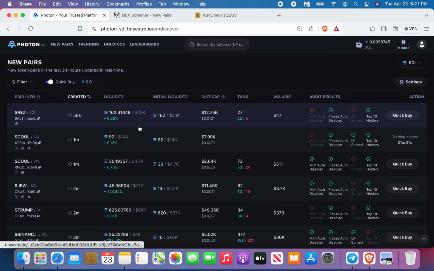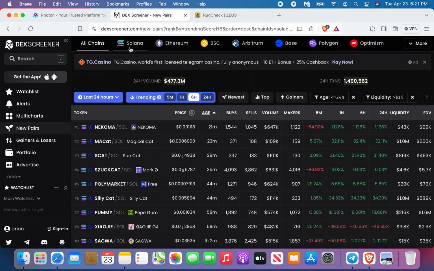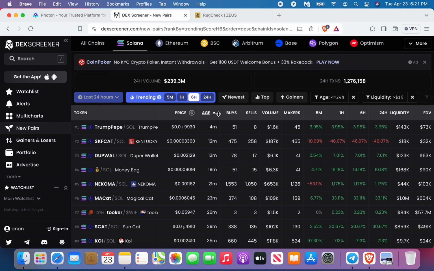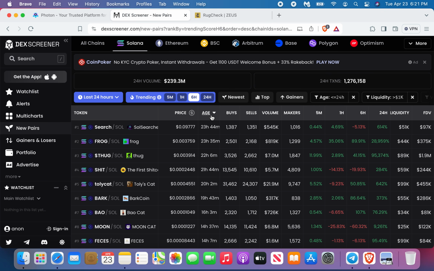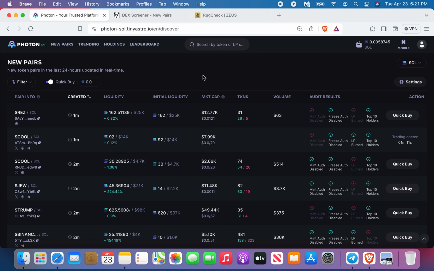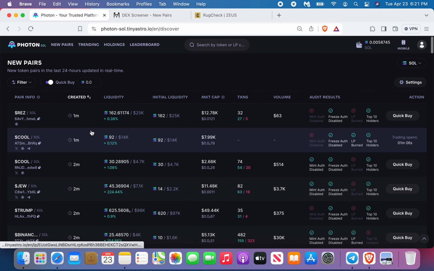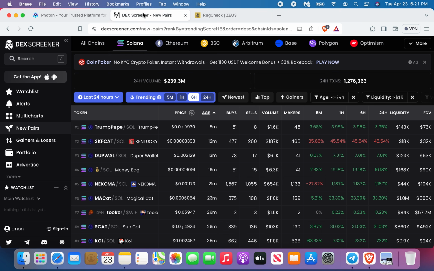So once I'm on here, I have another tab open, which is dexscreener. I always go to new pairs, Solana. I filter by age. So here, 4 minutes ago, the last one was posted. One thing you should know is that these coins are just being listed onto Raydium. They don't pop up onto dexscreener right away. Like they will in a couple minutes.